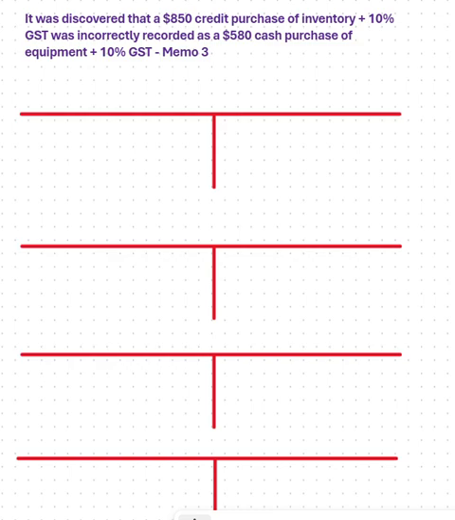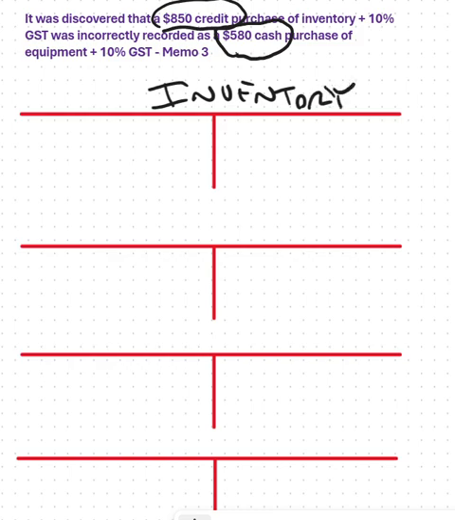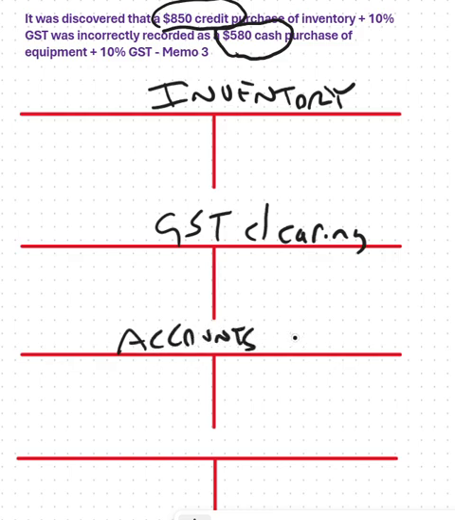All right, this is our last example, and we're going to ramp up the complexity once again. So this time we've got an $850 credit purchase of inventory. We've incorrectly recorded it as a $580 cash purchase of inventory. So this is going to impact 4 accounts. Our inventory. So again, what you need to do is to think visually, create 4 ledgers. Our GST clearing is going to be out. Accounts payable, given it was a credit purchase. Cash at bank.